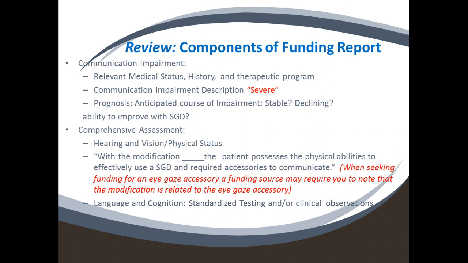Also, just in general, for a communication device to be funded, most funding sources want to know that the communication impairment is severe. So that's not just related to eye gaze. Don't forget to talk about your prognosis. That's your anticipated course of impairment, stable or declining. That's really important when talking about funding an eye gaze accessory.